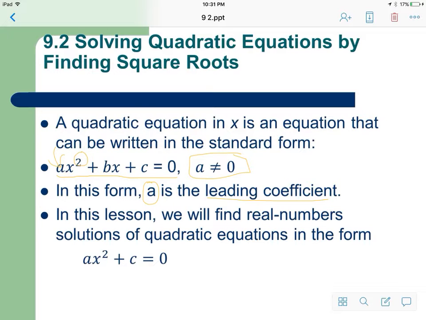Okay, and then finally on this slide, in lesson 9.2 that we're studying today, we will find real number solutions of quadratic equations in the form ax squared plus c is equal to 0. The difference between the first one and the type that we're studying today is that there is no bx term in this second form. So b is going to be 0, and it's going to eliminate the x term. So there's not going to be any x in the equation, just the x squared term.